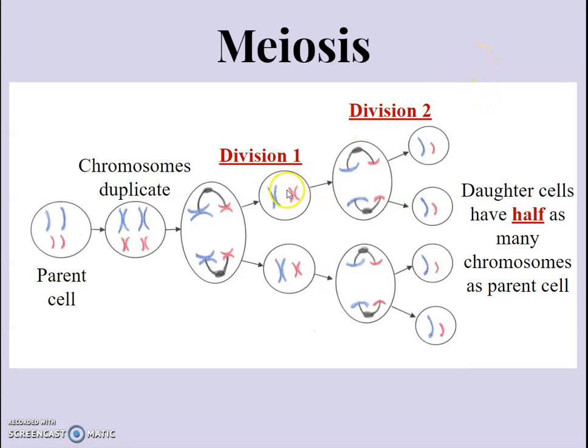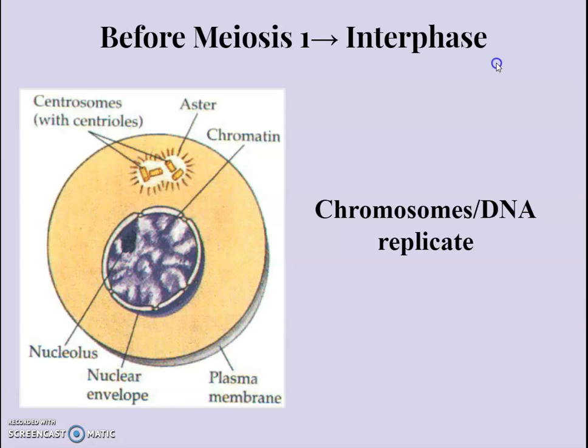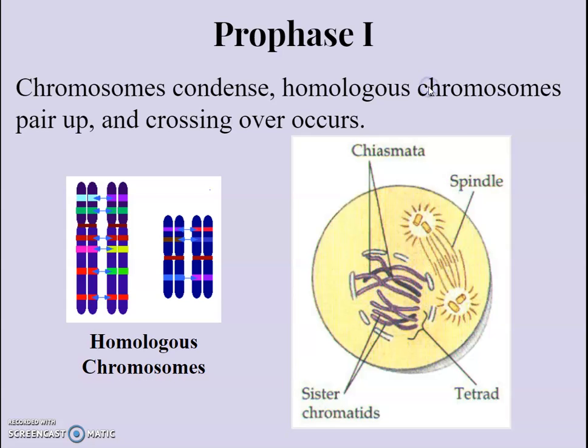So we know that it goes through 2 divisions. Meiosis 1, once again, separating the chromosomes, and then meiosis 2, separating the chromatids. Once again, 4 haploid cells with half of the DNA at the end. So, before meiosis 1, the chromosomes need to replicate, the DNA needs to replicate, just like before mitosis. It needs to go through a phase of replication in interphase. So they're still going to have that S phase before meiosis.